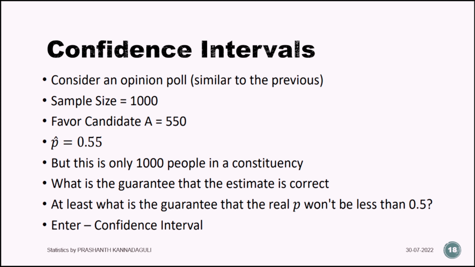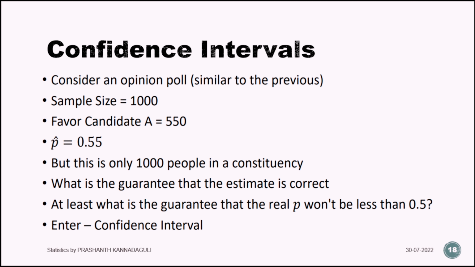So what is the guarantee that the estimate I just made, that is P cap, is the correct one? You see this 0.55, it's actually at the very border. 0.5 is the proper border, and it's 0.55. It may jump to the other side when you take the whole average or whole fraction of the constituency. There is a big chance. So what is the guarantee that whatever you guessed so far is correct?